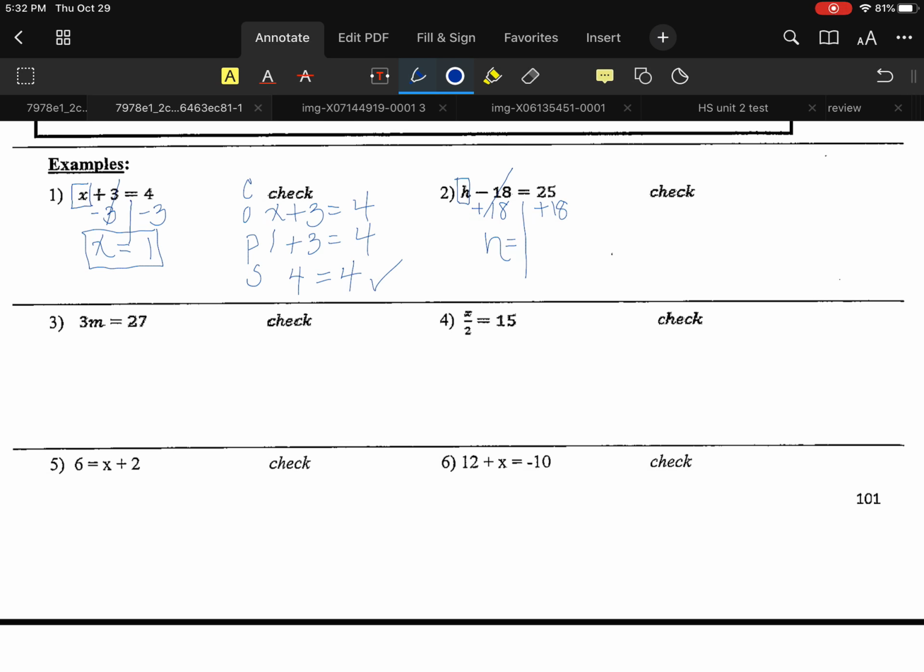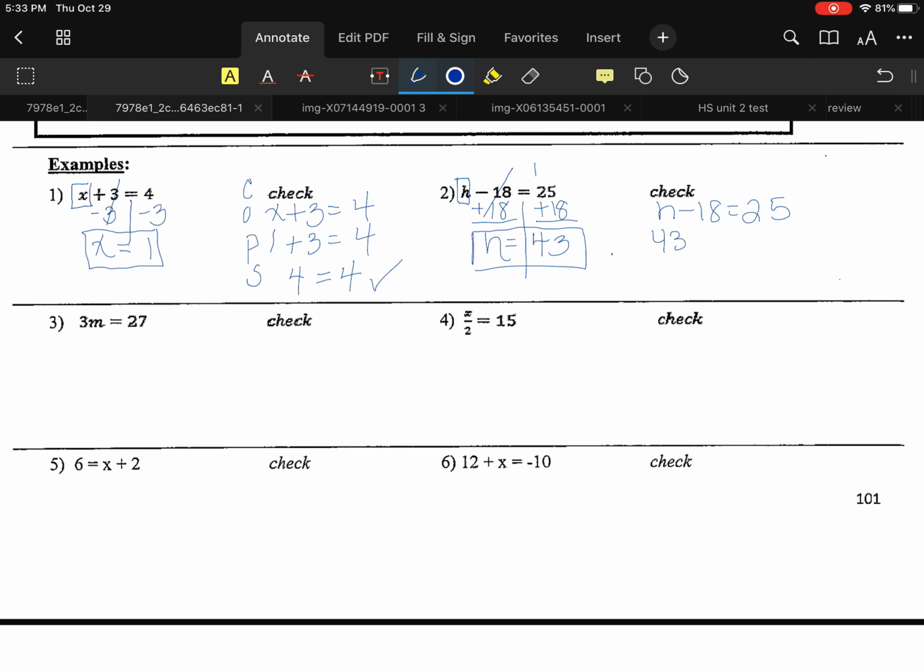You are allowed to use a calculator in this unit, so if you need it, pull it out. Make sure you have it next to you. So 8, 9, 10, 11, 12, 13. Carry the 1, 2, 3, 4. So h would have to be 43 in order for this equation to work. So I again write down my original.